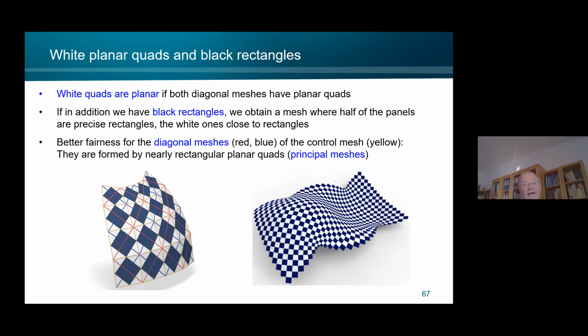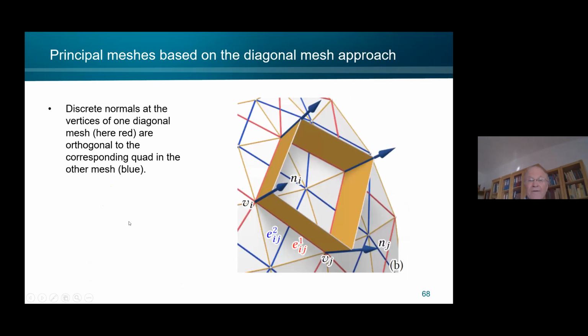So for ideal smoothness somehow, it may even be better to use, instead of this checkerboard pattern, one of the two diagonal meshes which are also valid principal meshes. These diagonal meshes have another nice property. So I show you here such a checkerboard pattern from black rectangles and the associated diagonal meshes. Here are the diagonal meshes.